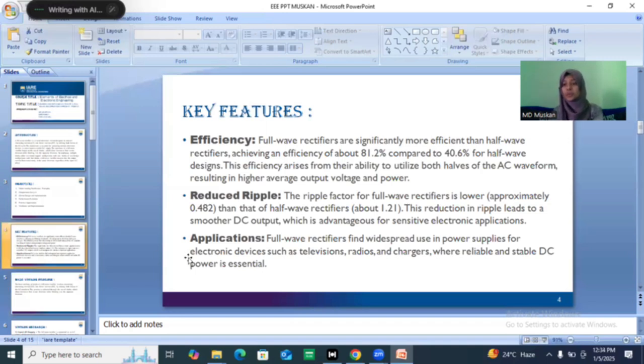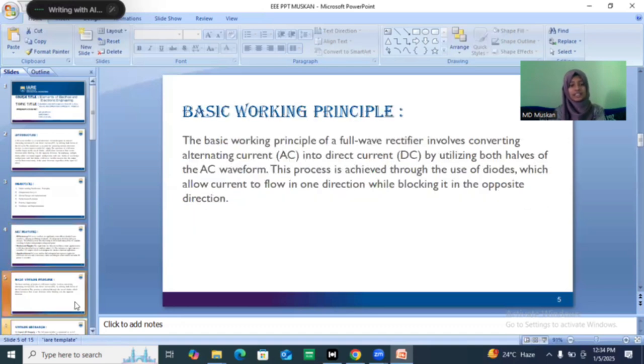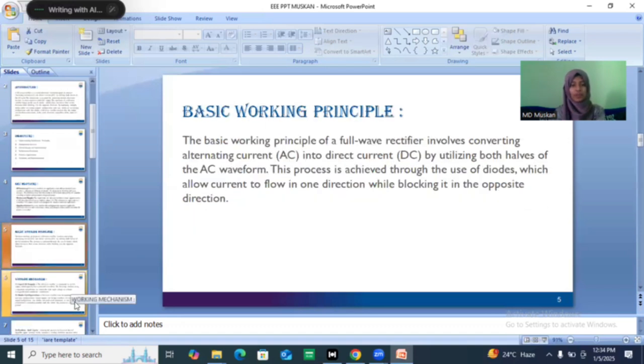Then I discussed reduced ripple, meaning the full wave rectifier gives smoother DC power with reduced ripple. Then I discussed applications. Then I discussed the basic principle. What is the principle of the full wave rectifier? It converts AC current into DC current.